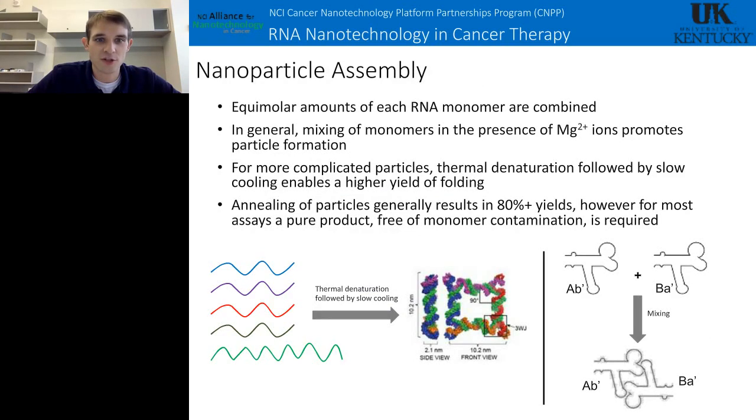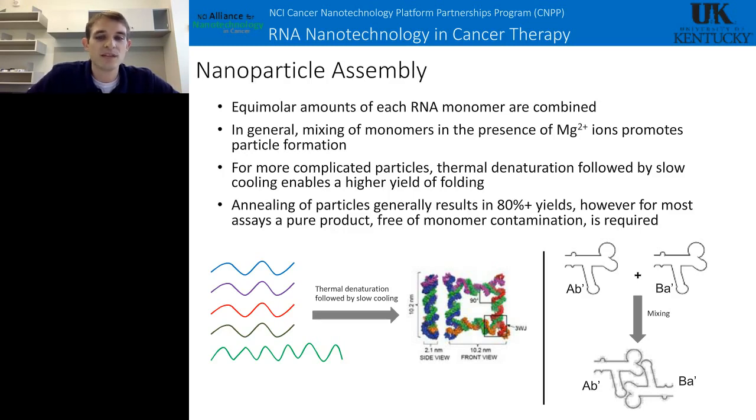So after RNA purification, the next step is nanoparticle assembly. There are two different types of formation processes that we use in our lab. The one down here on the left, which is for all the nanoparticles made from the four-way junction, is what we call a thermal denaturation and slow cooling process.